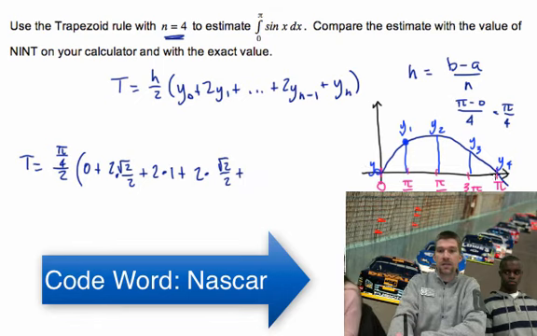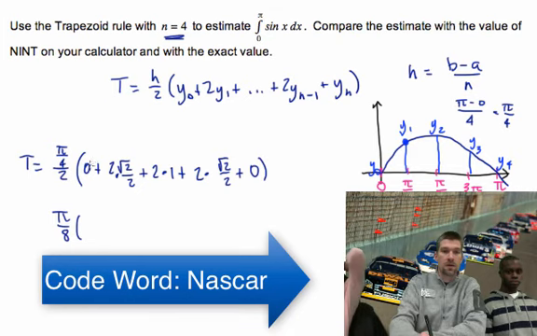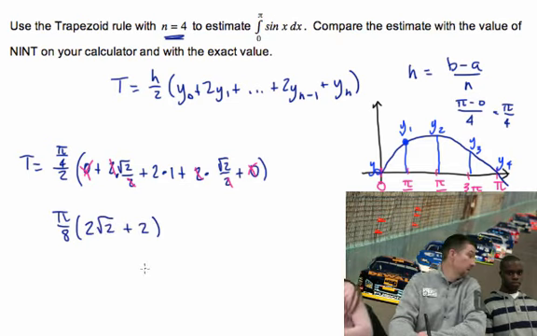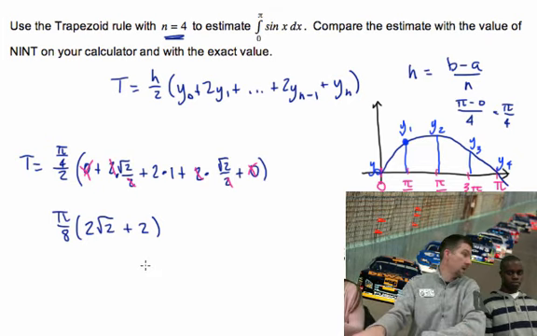Plus, and then the last one is the sine at pi, which is 0. So here's what we're working with. This is going to be pi over 8 times, and if you'll notice right in here, zeros go away. They're gone. The 2's on these guys cancel out. They're gone. So I'm just left with 2 square roots of 2 plus 2. And you can punch it in on a calculator. I'll do it though.